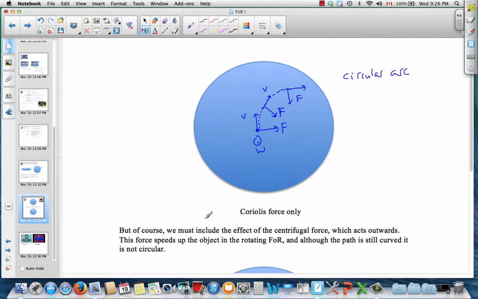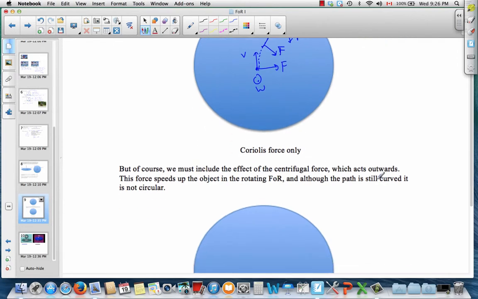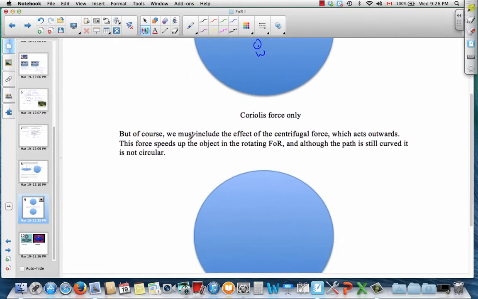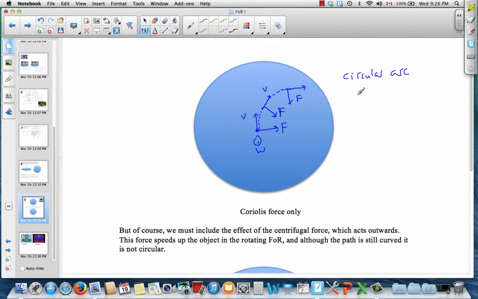But of course, it's not that simple because really there is the centrifugal force as well. And the centrifugal force is going to act outwards. Now, it's going to speed the object up, so the speed isn't constant as we saw here. It would be constant if we had only the Coriolis force, because the force being perpendicular to speed doesn't change the speed. It doesn't do any work.